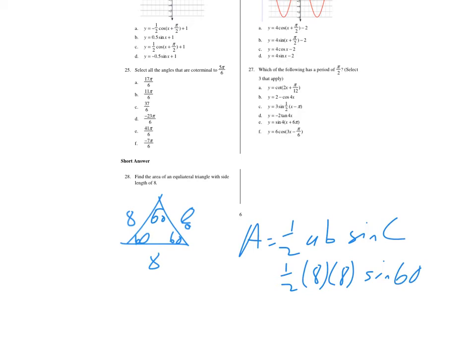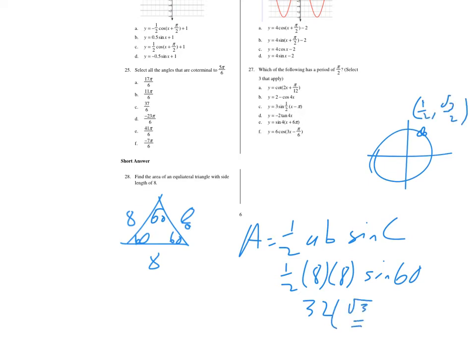And so this is going to be, what is that, 4 times 8 is 32, and then sine of 60, if you think about the unit circle up here, that would be 1/2 comma rad 3 over 2. So of course sine is the y value, and so that's going to be 16 rad 3.